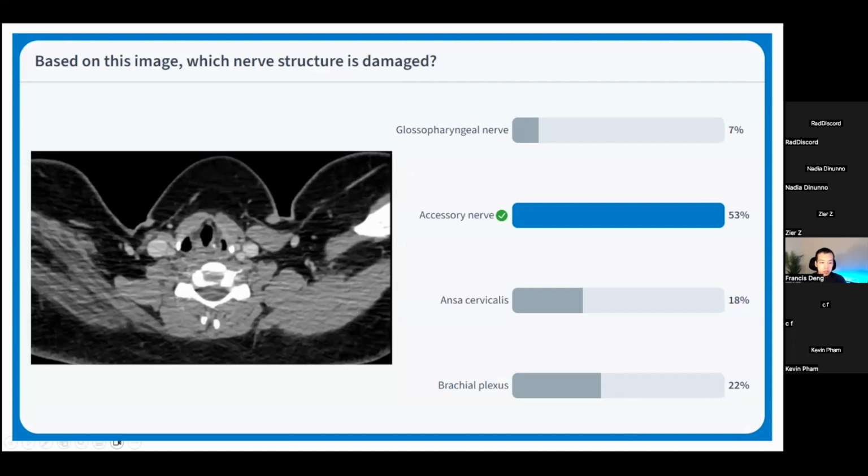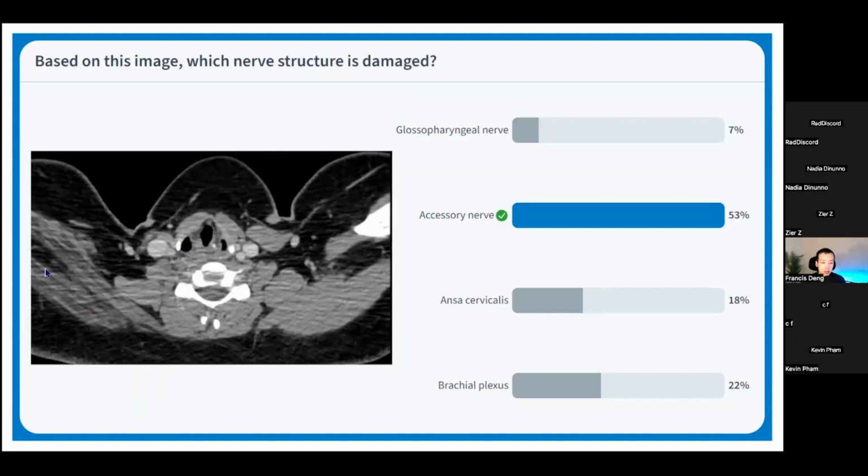Okay, a slight majority of you got the answer correct, which was the accessory nerve. Let's see what the CT images show. You see this asymmetry in the musculature over here and over here. So this is the sternocleidomastoid muscle. This is the trapezius muscle. We're at the level of the lower neck, kind of at the level of the larynx. Okay. You see atrophy and fatty infiltration of the trapezius and the sternocleidomastoid muscle.